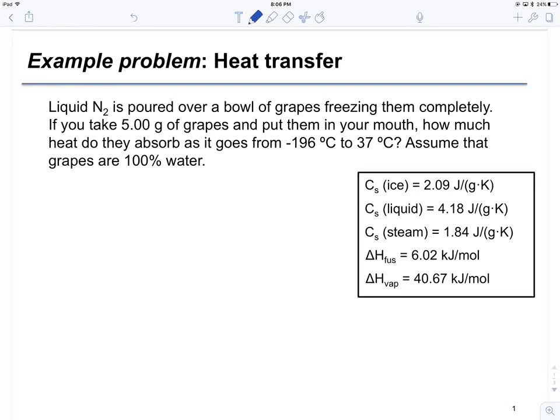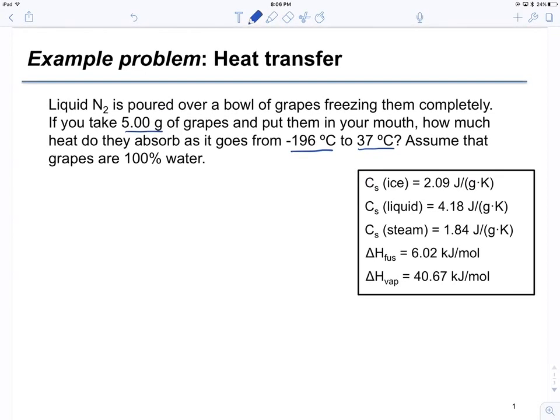Everyone, in this video we're going to walk through the solution to this heat transfer problem. We're looking at some grapes that have been cooled to the temperature of liquid nitrogen, negative 196, and then they're going to be warmed in your mouth to body temperature of 37 degrees Celsius. We're working with 5 grams and assuming that they're 100% water to make this calculation fairly straightforward. So feel free to pause and take your time to solve this on your own before we get into this.